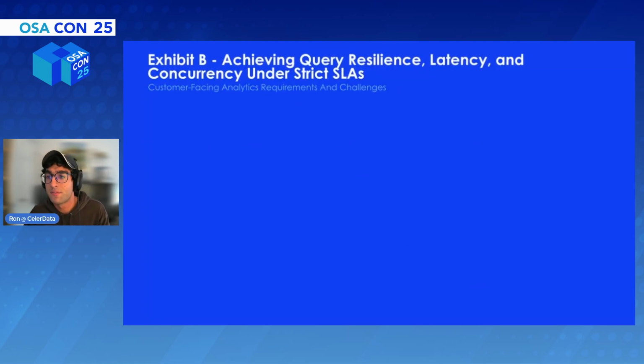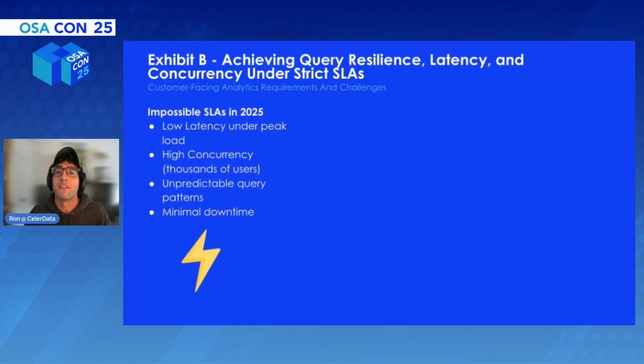Another exhibit of challenges is achieving query resilience, latency and concurrency under the strict SLAs that we have today. In 2025, we have companies dealing with almost impossible service level agreements: low latency under peak loads, high concurrency, thousands or in some cases millions of concurrent users. Use this as an example. When I go on Google and search for the weather in my location, I expect a response within milliseconds. If that takes more than a few seconds, I'm asking, well, what's wrong with my internet service provider today?